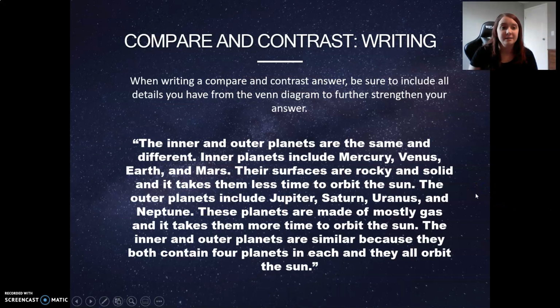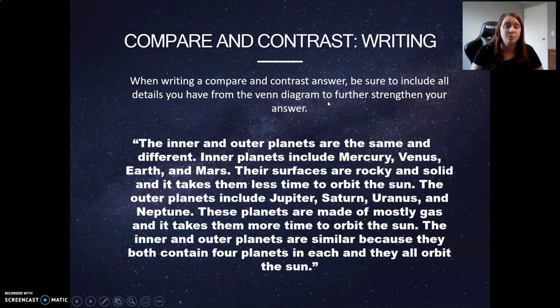So a lot of times you're going to be given writing assignments where you're going to be asked to write a compare and contrast piece. You're not going to be able to always have a Venn diagram. So I actually did an example of how I would answer a question of how do I compare and contrast inner planets from outer planets. It's really important that you use your Venn diagram information to strengthen your answer.